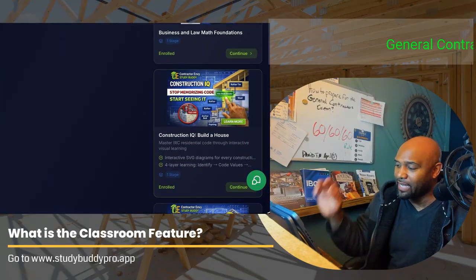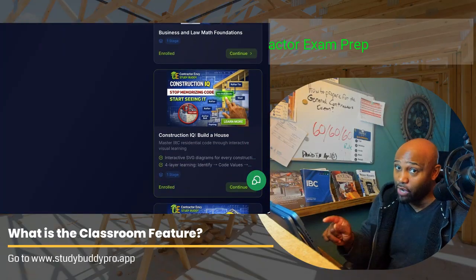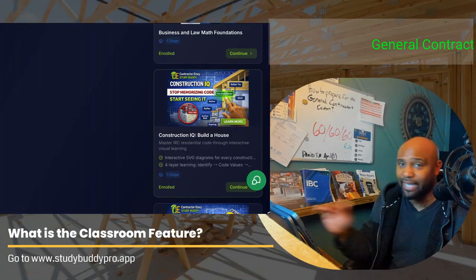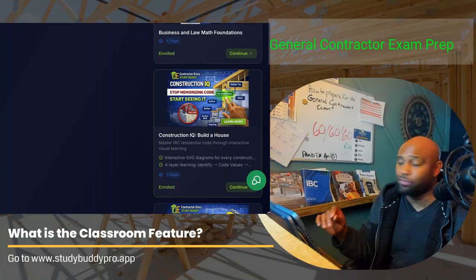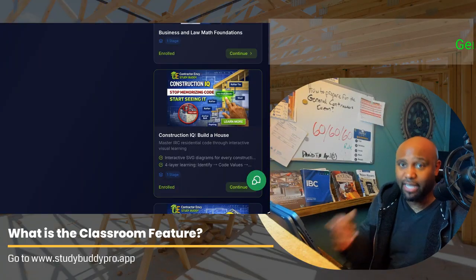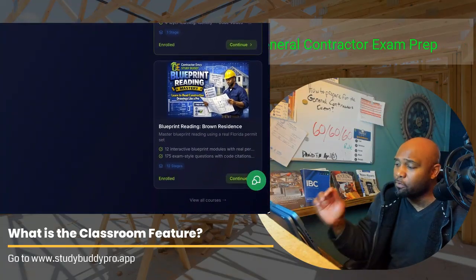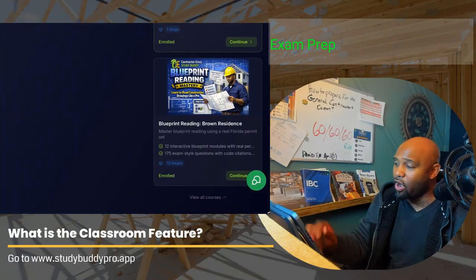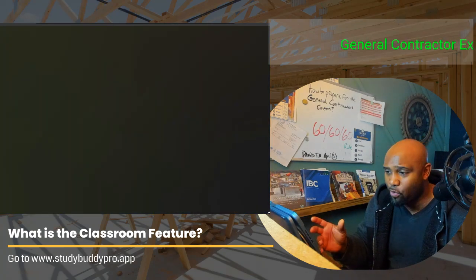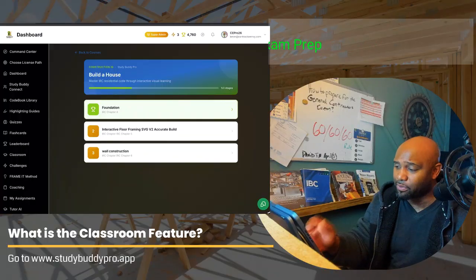So right here, we got construction IQ, build a house. That I do want to show you, that construction IQ is a game changer when it comes down to understanding each chapter in the IRC and soon to be the IBC as well. The next part, blueprint reading mastery. These are all courses. I'll go into some, and I think I showed this one before, but let me show it again, how to build a house.